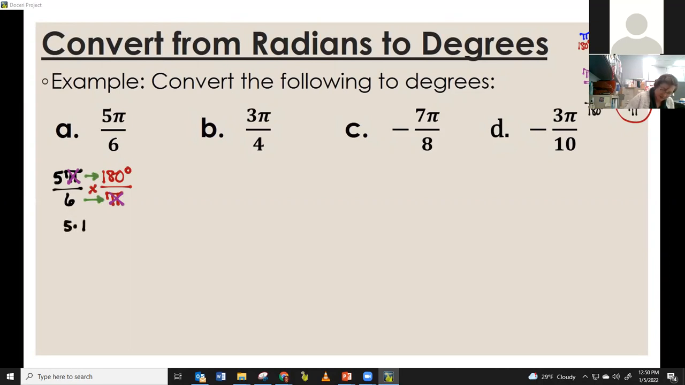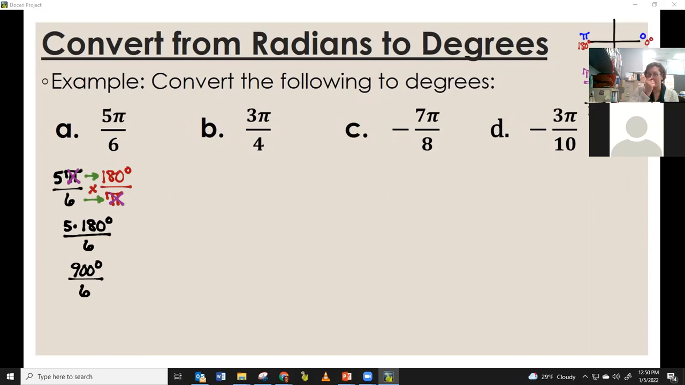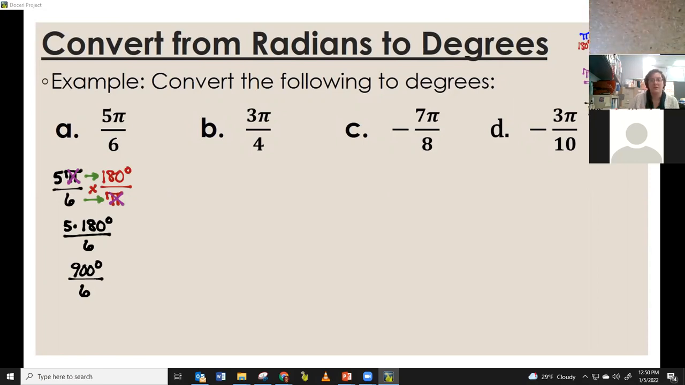So I'm going to do 5 times 180 degrees. What is 5 times 180? $900. So I'm going to have 900 degrees divided by 6, and 900 divided by 6 would give me what? $150. So 5 pi over 6 is the same thing as 150 degrees.